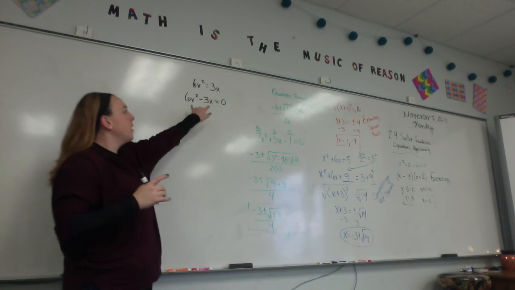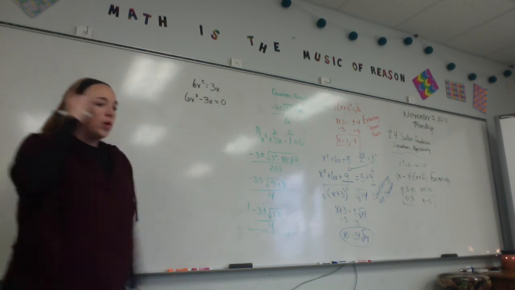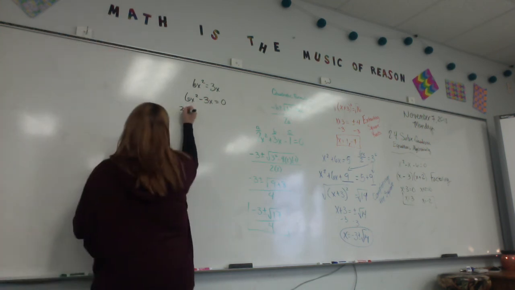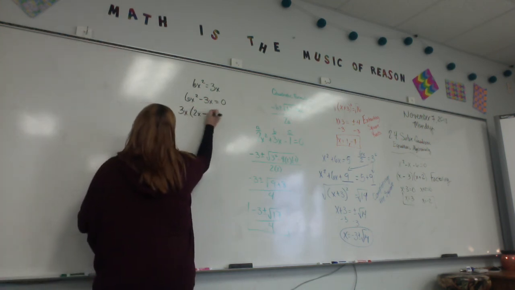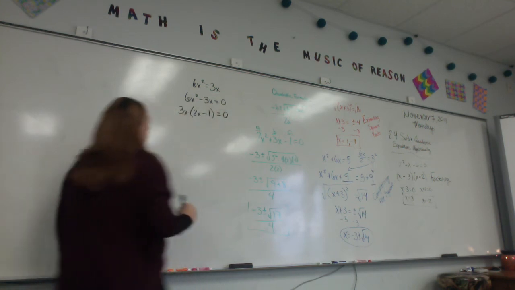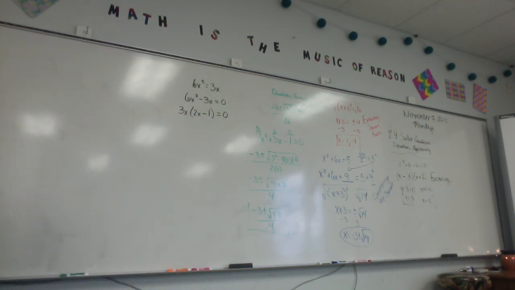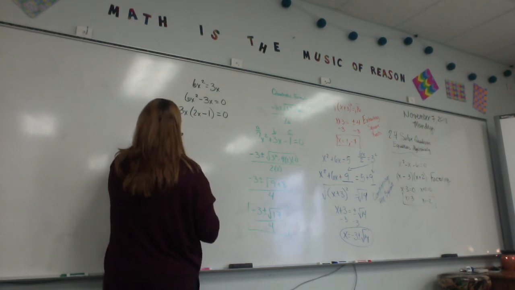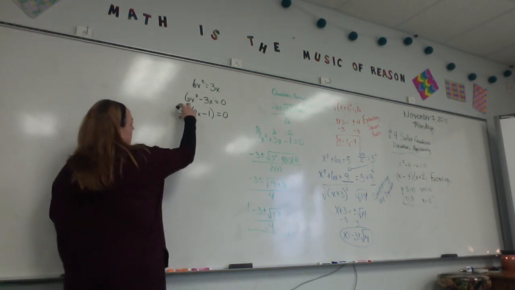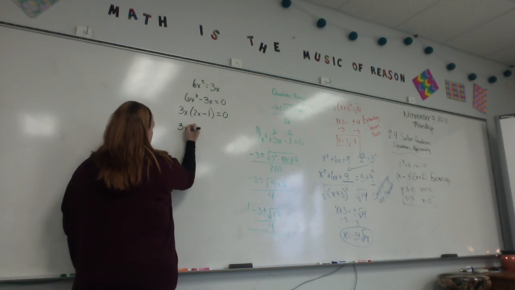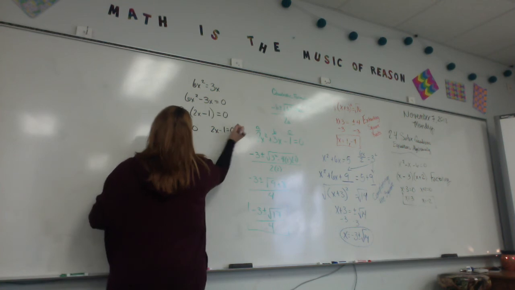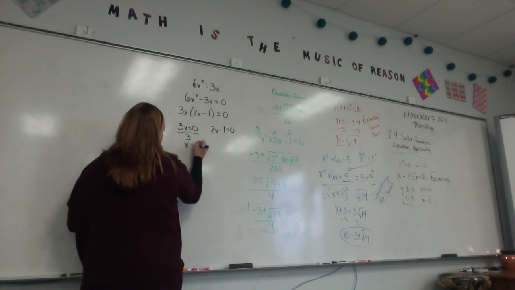Now, can I factor things out of here? What can you factor out? A 3x. If I factor out a 3x, I then have 2x minus 1 equals 0. Now what do I do to solve? Nope, I just undistributed on purpose. So I'm going to take this unit and set it equal to 0. I'm going to take this unit and set it equal to 0. So when I divide by 3, x gives me 0.